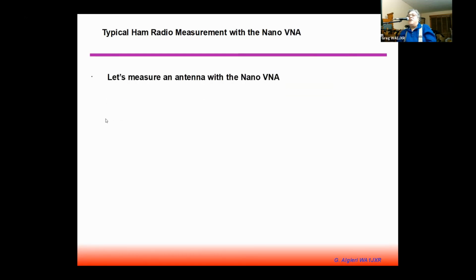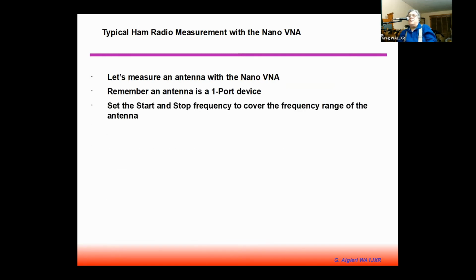Okay, so let's measure an antenna with the Nano VNA. Remember, the antenna is a 1-port device. So the first thing we want to do is set the start and stop frequency to cover the frequency range of the antenna that we're trying to measure. The next thing you would do is go in and calibrate the Vector Network Analyzer with the short, open, load, and I should have said through there too. You would go through the whole calibration sequence, and it would measure all of the error terms over that start and stop frequency that you selected, and you could store those away.